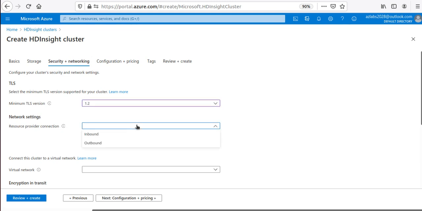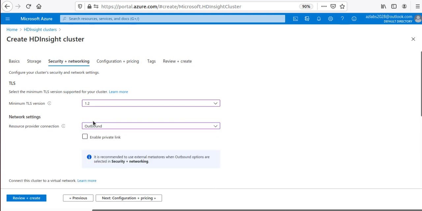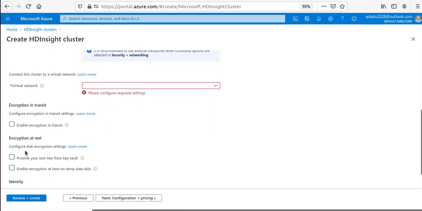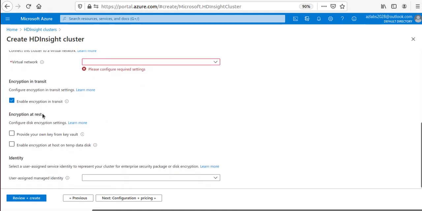Network security, inbound, outbound, you have to configure. Then if you want to enable private link, you can do that. Then you will provide the virtual network name. Encryption in transit: do you want to encrypt your data? Again, I would recommend that, so you do that. Encryption at rest: if you want to provide your own key, you can do that. Enable encryption at host for the temp data disk, do that. If you want a user-assigned managed identity, you can configure it from here as well.